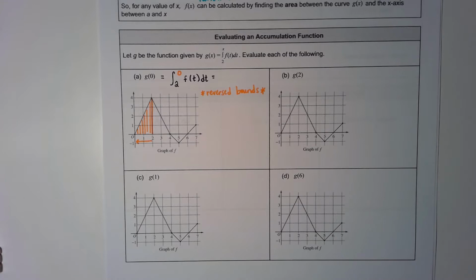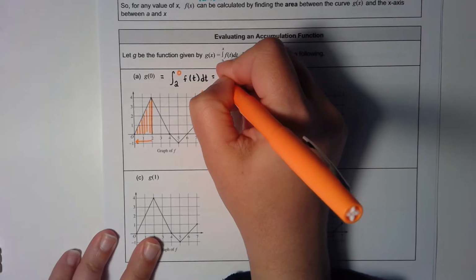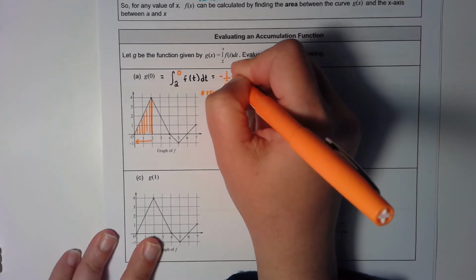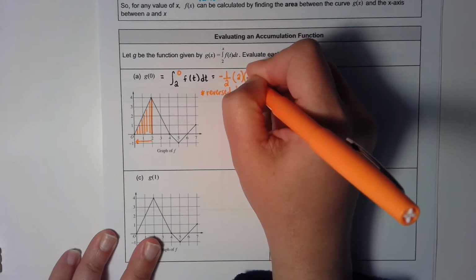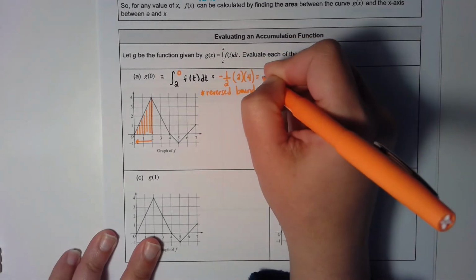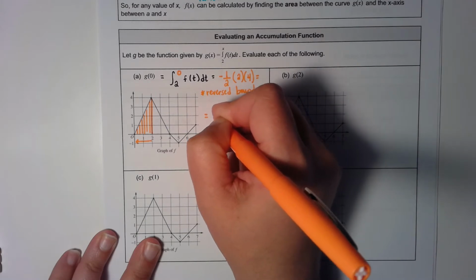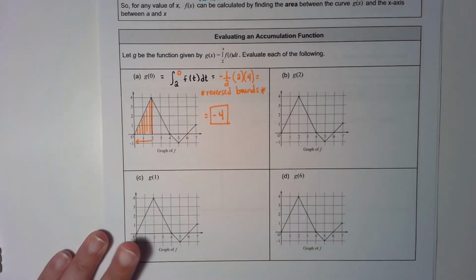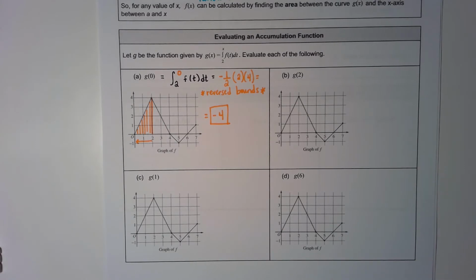What that means is that even though this area is above the x-axis, because we're moving in the left direction, we need to count this as a negative area. So to find this area, I would use my area formula for a triangle. So it would be negative 1/2 times the base, which is 2, times the height, which is 4. And that means my final answer would be negative 4. Again, the reason that this ends up being a negative area is because of the direction where the lower numbers on the top and the higher numbers on the bottom are going to the left. All right, that's the first example of finding a value using an accumulation function.